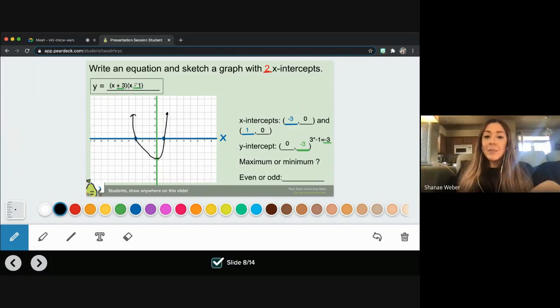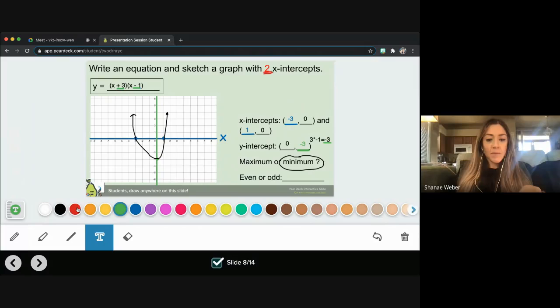And you can use the Desmos graph to help you double check your work. We'll do that in just a second. But this has a minimum point. It's like the bottom of a cereal bowl. And even or odd, 2 is even.